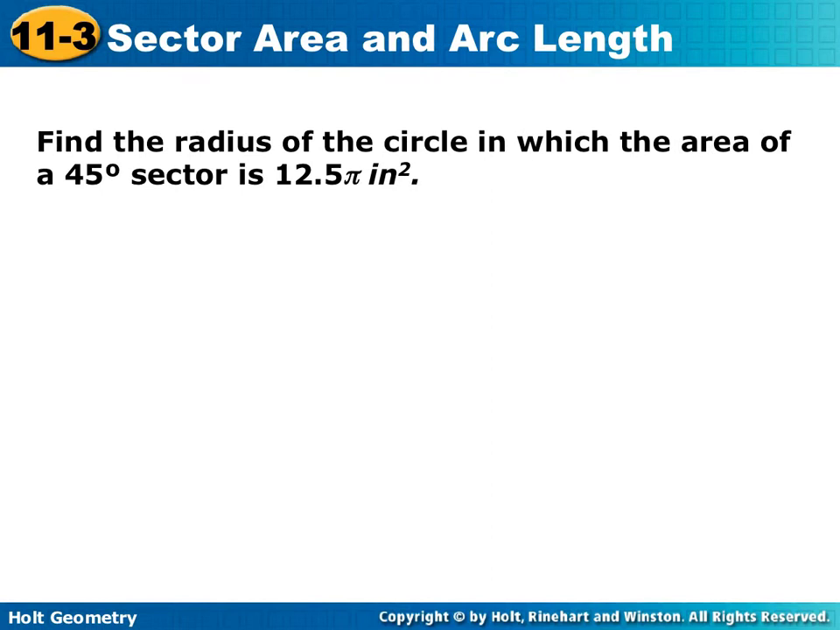Okay. Now let's try and find the radius of the circle in which the area of a 45-degree sector is 12.5. So I'm telling you the area of the sector, I'm telling you the degrees, and you're supposed to find the missing radius. So write down the formula to start with. Area of a sector is m over 360 times pi r squared.